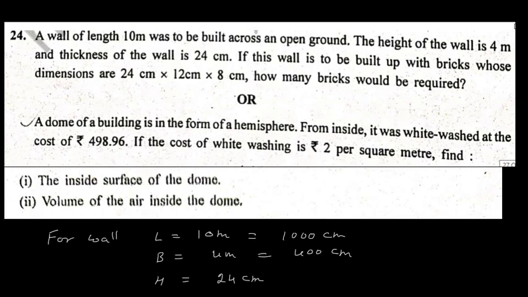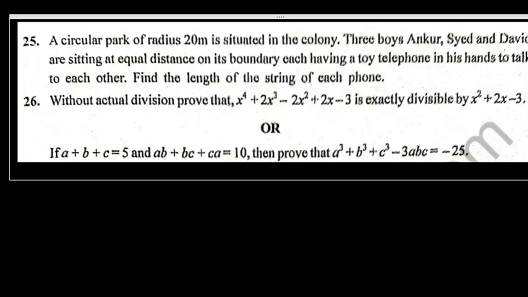Now let us see this 25th question. A circular park of radius 20 meter is situated in a colony. 3 boys, Ankur, Syed and David, are sitting at equal distance on its boundary, each having a toy telephone in his hand to talk to each other. Find the length of the string of each phone.